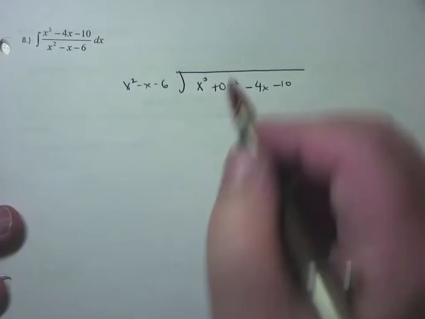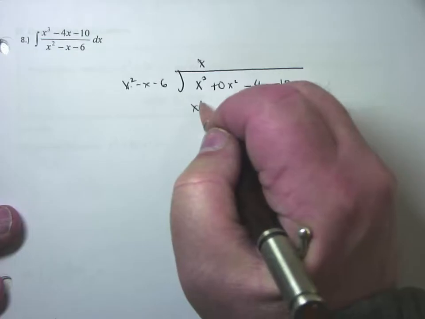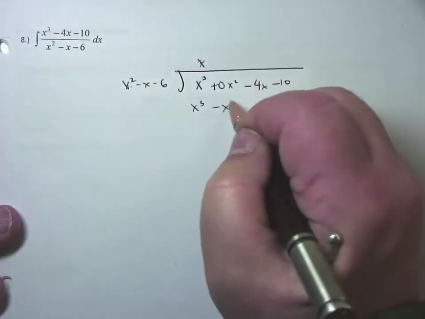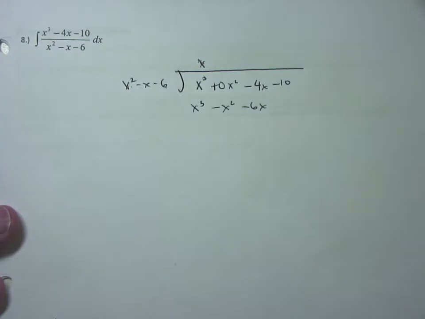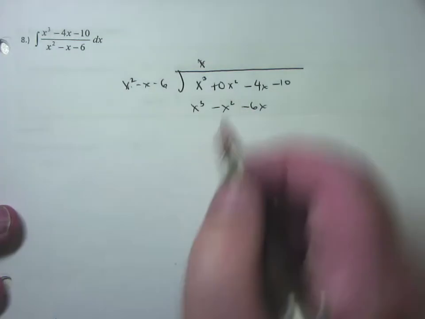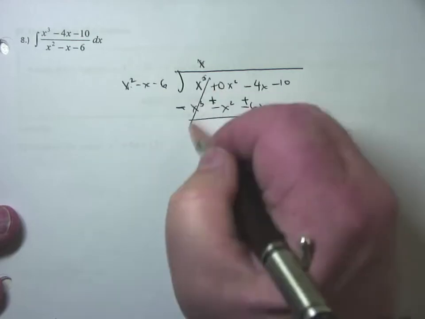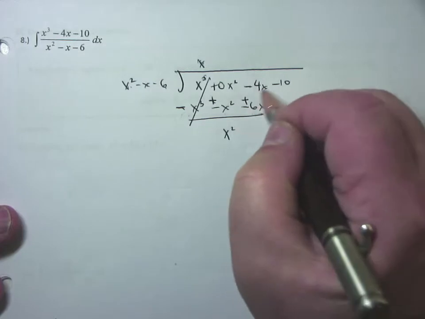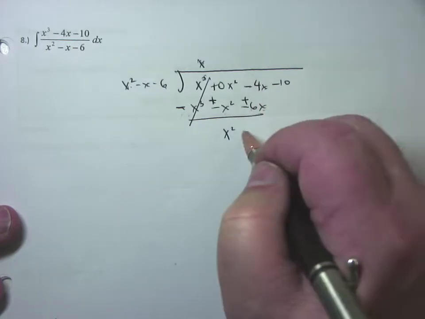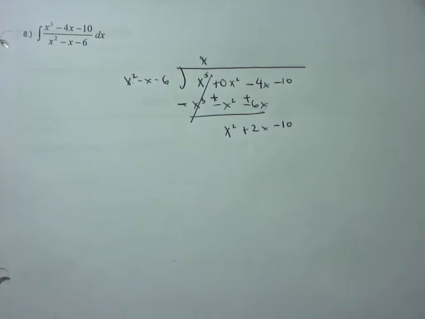Now play the game. What times x squared is x cubed? X. X times x squared is x cubed. X times minus x is minus x squared. X times minus 6 is minus 6x. I distribute my x throughout. I subtract, which changes my signs. The first term, x cubed minus x cubed, cancels. 0x squared plus x squared is x squared. Minus 4x plus 6x is plus 2x. I bring down the next victim, minus 10, and play the game again.